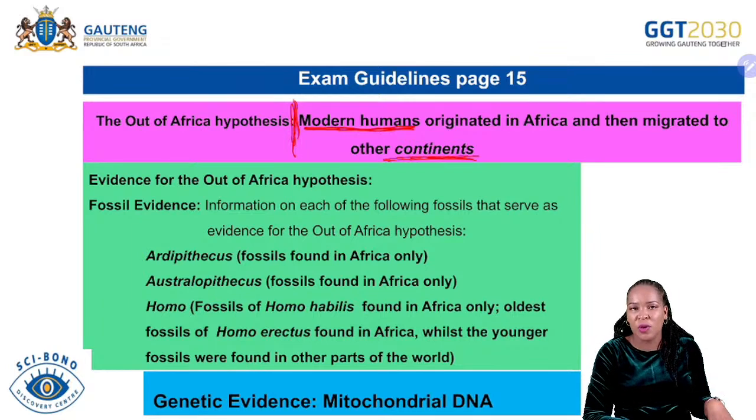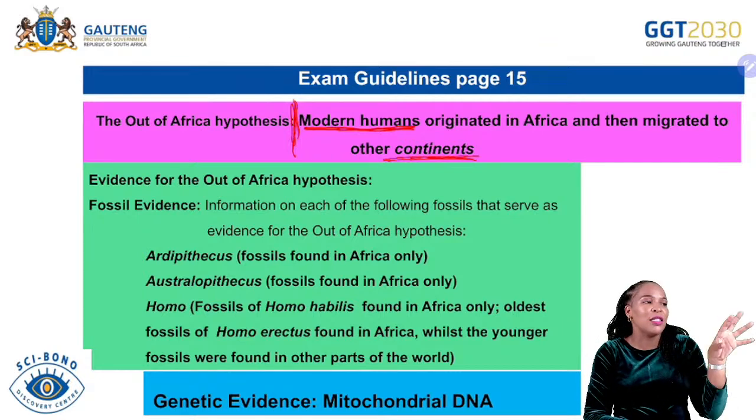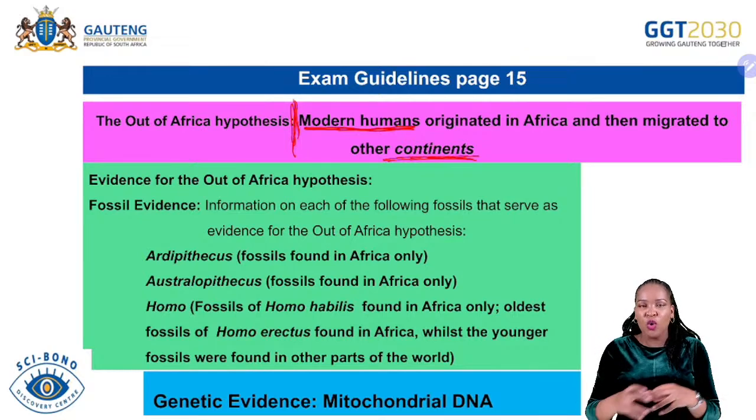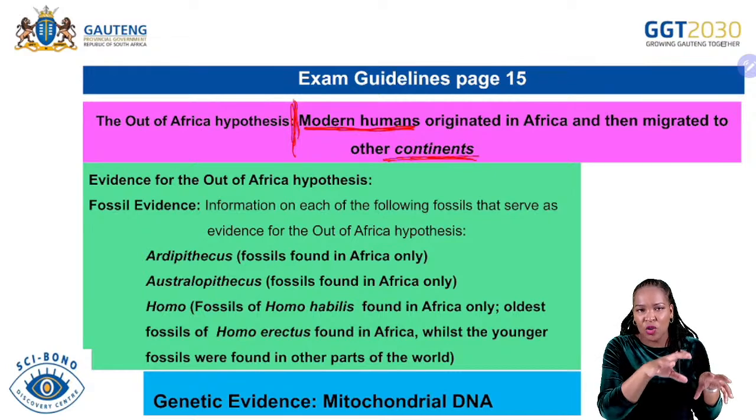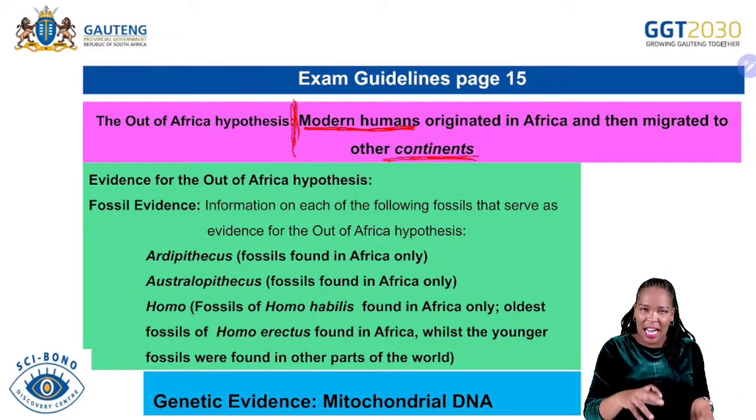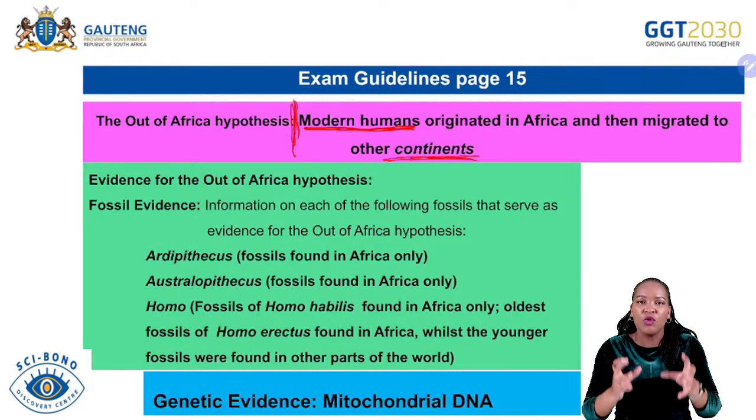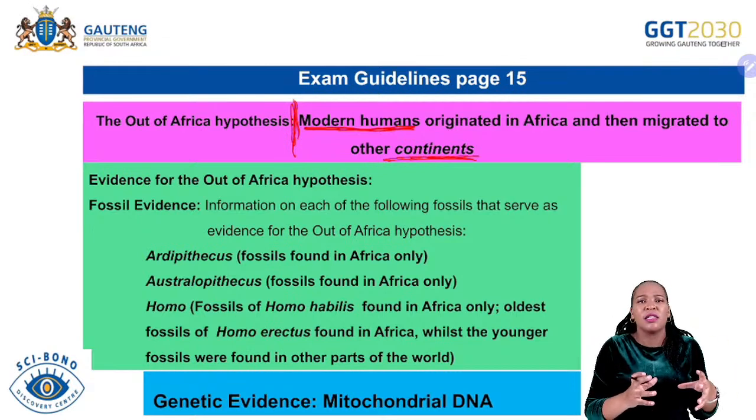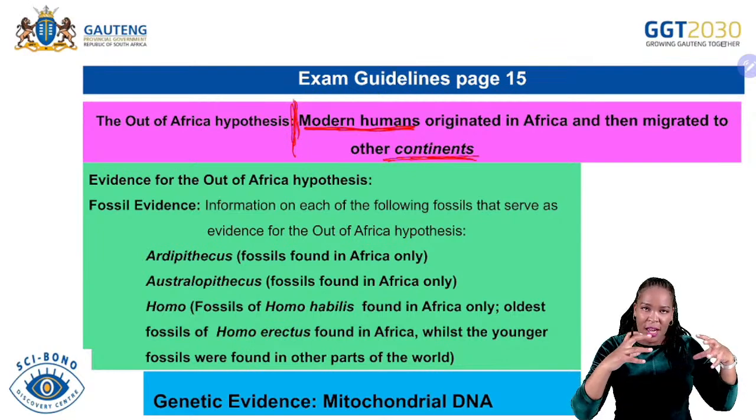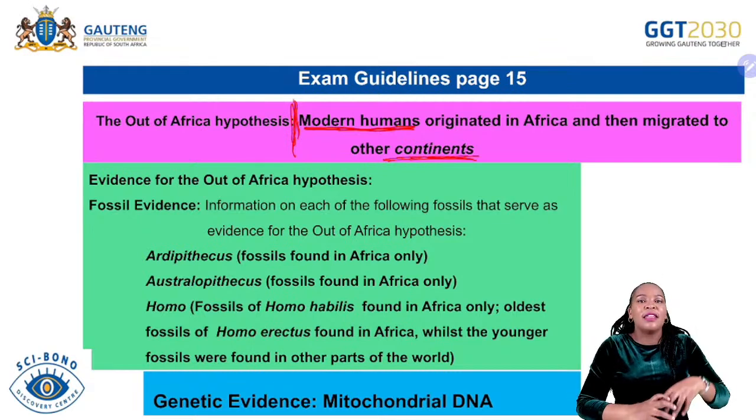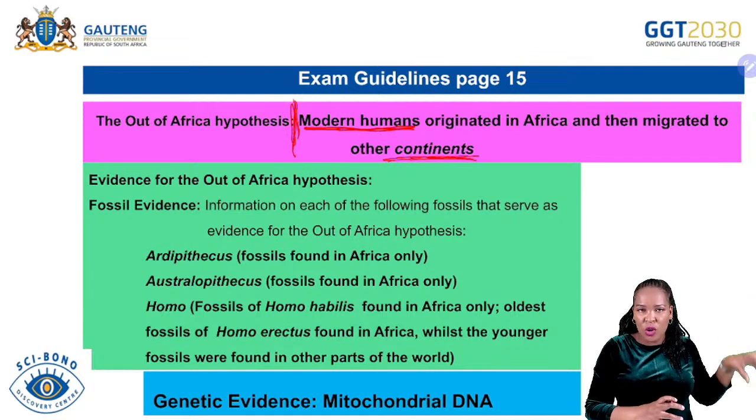Please don't say other parts of the world. Don't say to other parts, or just don't be vague about it. Make sure that you specify that it is continents that they are moving to. You will see the map that I'm going to show you just now. It shows the different continents. So the out of Africa hypothesis is specific and mainly talking about how the modern humans have migrated. So you cannot just say they have migrated to the next part of the world. Which one? You need to specify that the out of Africa hypothesis says that the modern humans originated in Africa, but then migrated to different continents. That's how you say it.